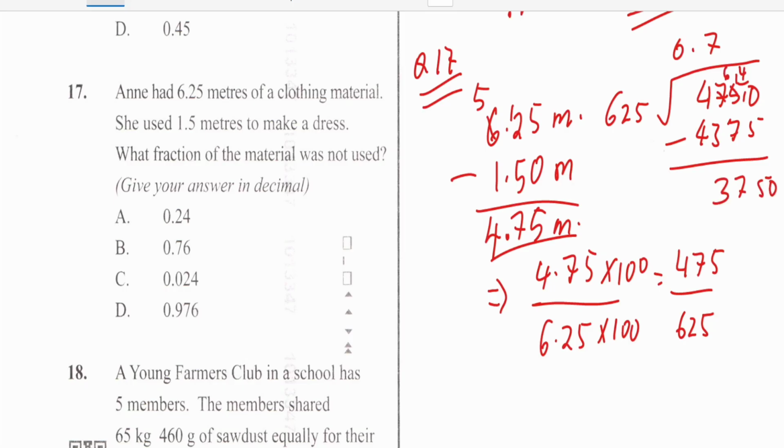Again, add the 0 here, and 625 goes into 3750, I think 4 times. If you take 625 times 4, I get around 2004. Is it 4 times? No, it's 6 times if I'm not wrong. So yeah, 6 times 3750. So your final answer should be 0.76.